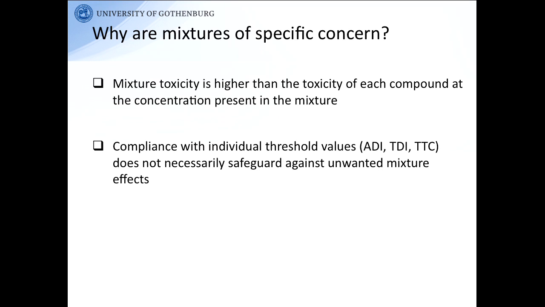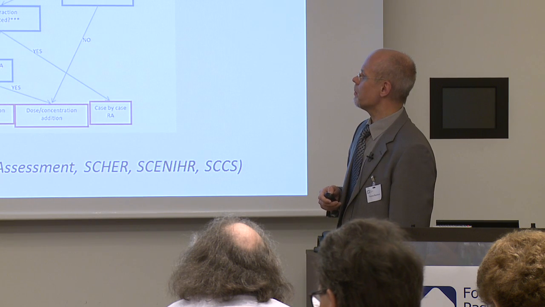The conclusion from that is that compliance with individual threshold values does not necessarily safeguard against unwanted mixture effects. We have cases where it's obvious it doesn't safeguard. We have others where the jury is still out, so it does not necessarily safeguard against mixture effects. Okay, what does that mean for the TTC?